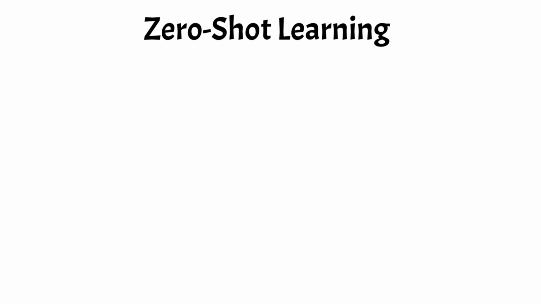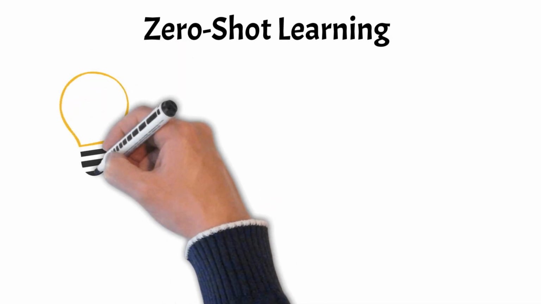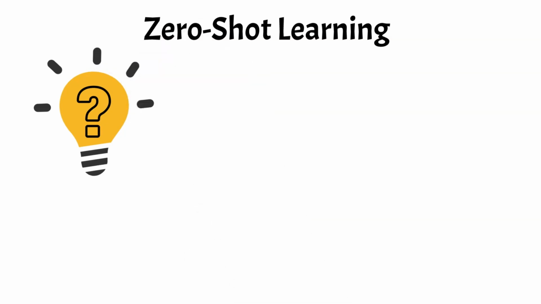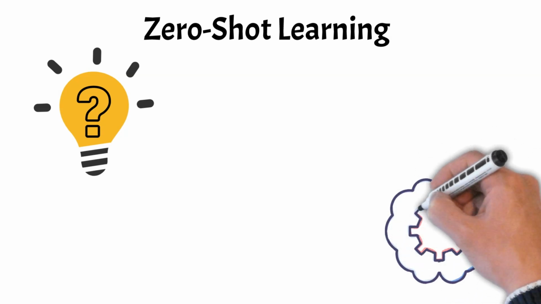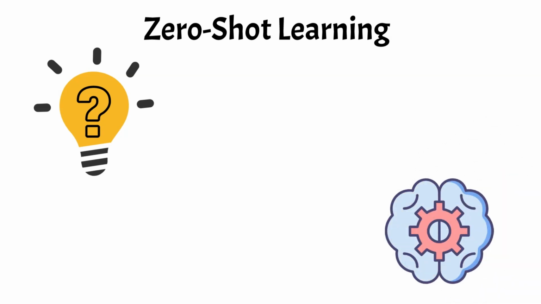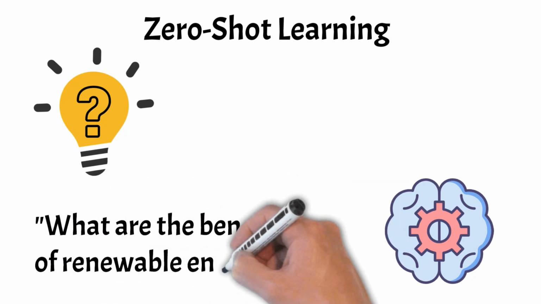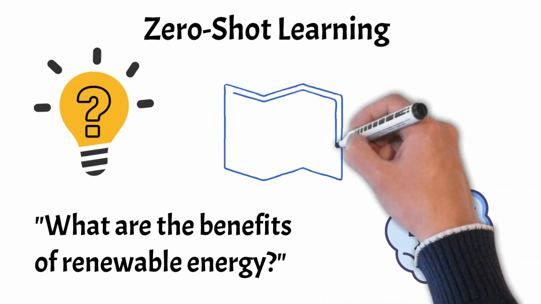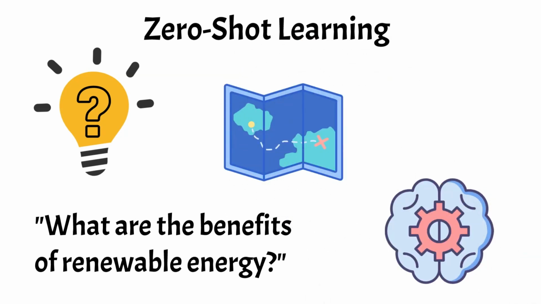Zero-shot learning is a method in prompt engineering where an AI model generates responses to queries without being provided with specific examples or prior training on the exact task. Instead, the model leverages its pre-existing knowledge to understand and answer the prompt. For instance, asking the AI, "What are the benefits of renewable energy?" without any prior examples or context provided specifically for this query exemplifies zero-shot learning. This approach is useful for generating responses in unfamiliar or new scenarios, relying on the AI's broad knowledge base.